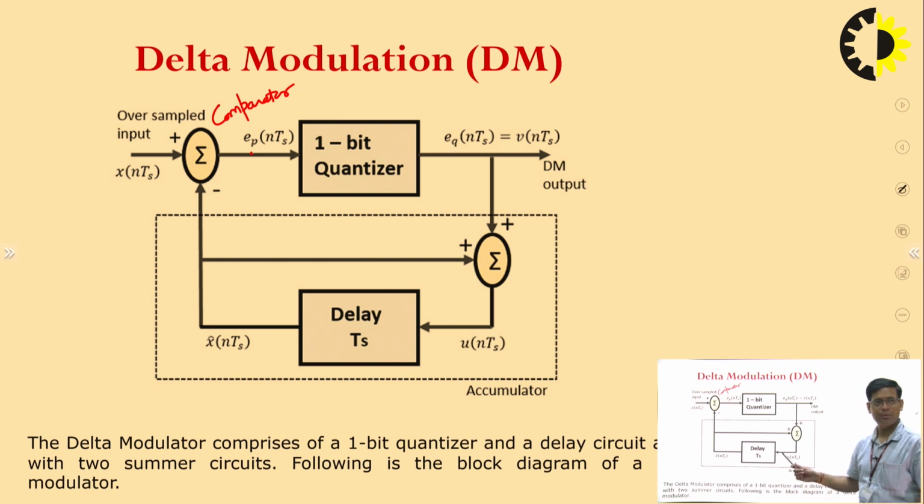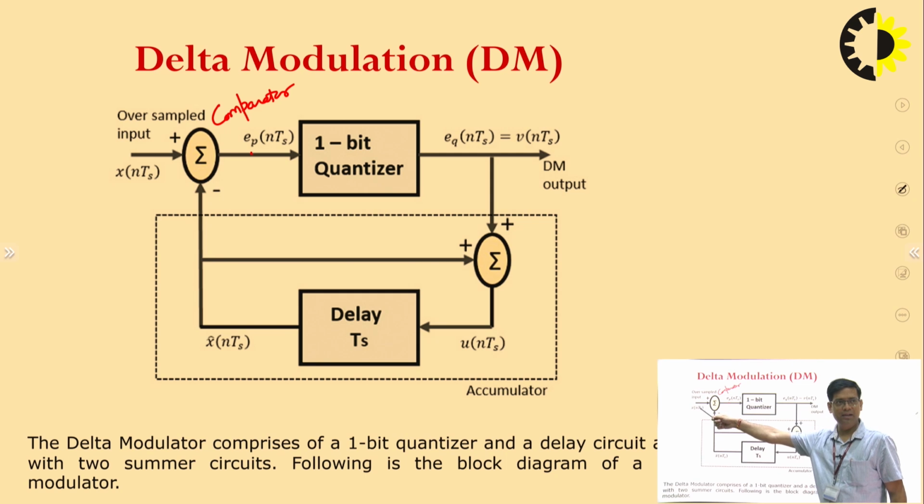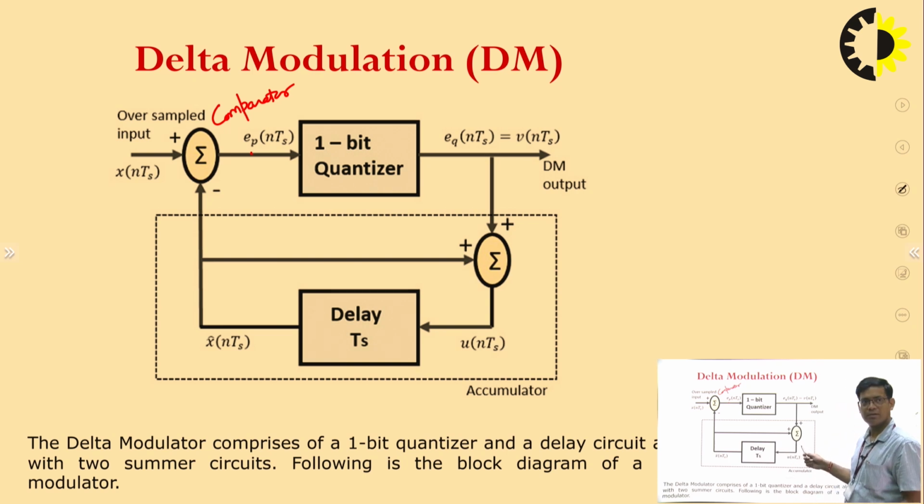So again, simply we can see that the next sample is compared with the previous sample. The difference is taken as E, which is quantized and denoted by EQ. If EQ is positive, then logic 1 is transmitted. If EQ is negative, logic 0 is transmitted. This delay section only delays the sample by 1 position.